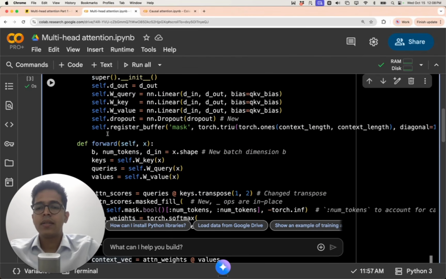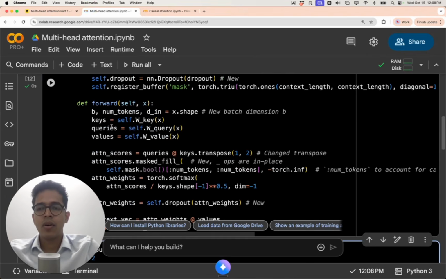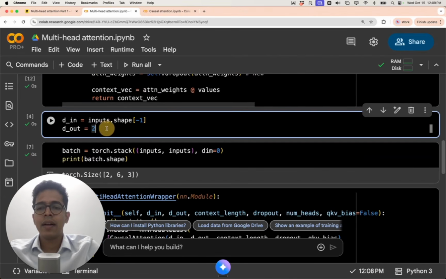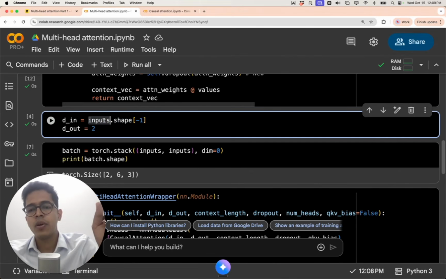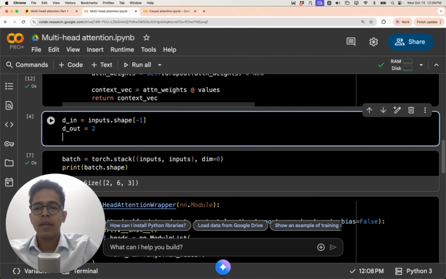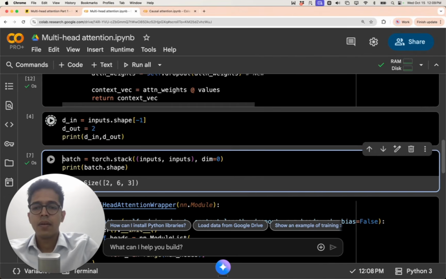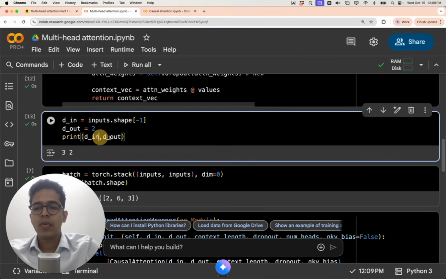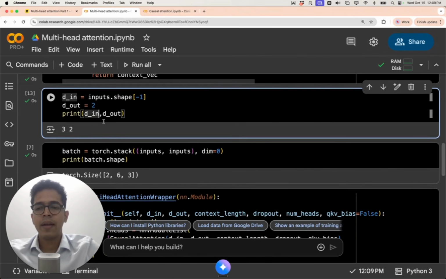Now let's run this just to make sure that we have all the classes defined. And then the input dimension is inputs.shape[-1]. Again, this will pick the number of columns in the input. The number of columns in the inputs is 3, and the number of rows is 6 because we have 6 tokens, each of 3 dimensions. So din will turn out to be 3. We can just print din. So din should be 3 and d out is 2. So that's what we are printing.